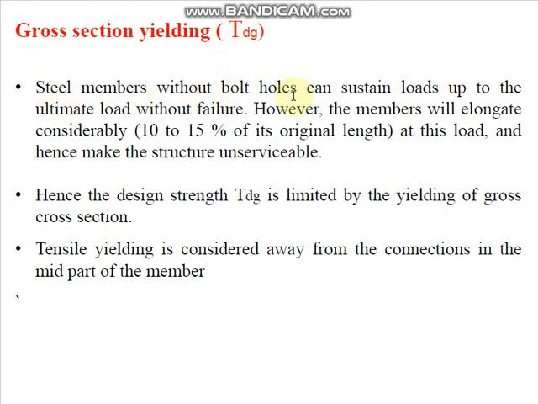Steel members without bolt holes can sustain loads up to the ultimate load without failure. However, the member will elongate considerably at this load and hence make the structure unserviceable. Usually this elongation is nearly 10 to 15% of its original length. Hence, the design strength Tdg is limited by the yielding of gross cross-section. Tensile yielding is considered away from the connections, in the mid part of the member.